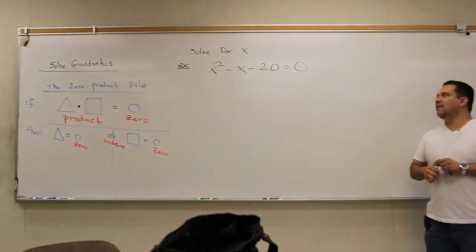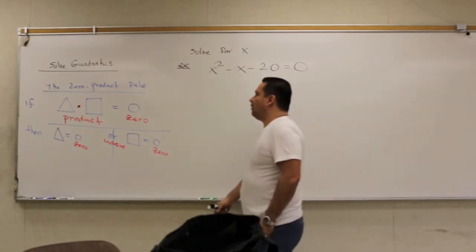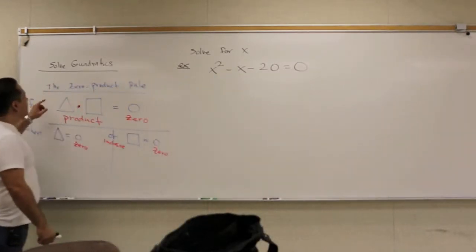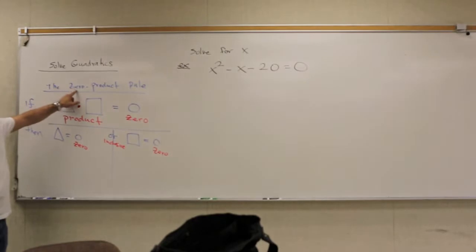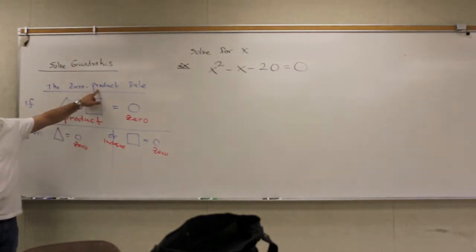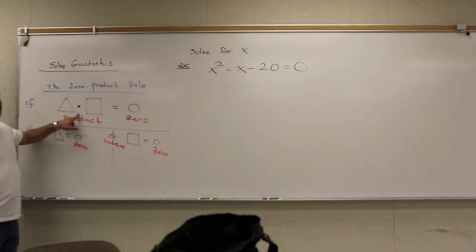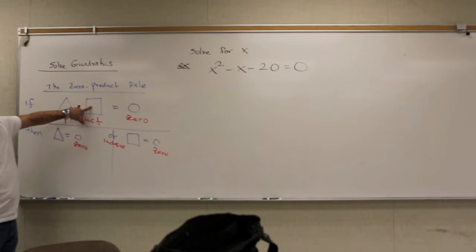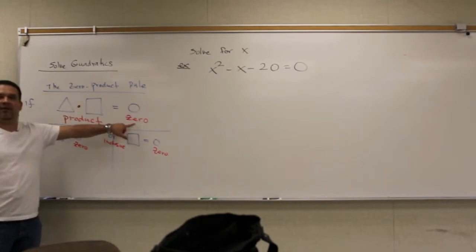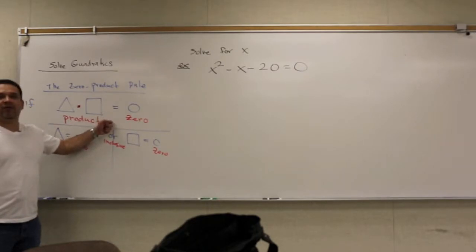Now here's the thing. We're going to talk about what's called the zero product rule. You know what that means, to have a zero product? That means, first of all, you have a product. You multiply two things together, and your answer is 0. Now, that's a very special situation.